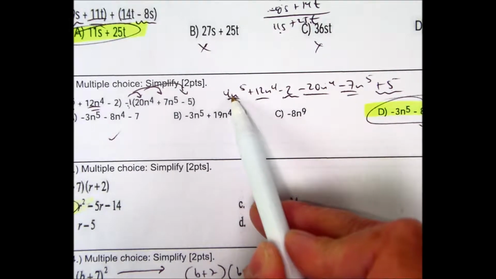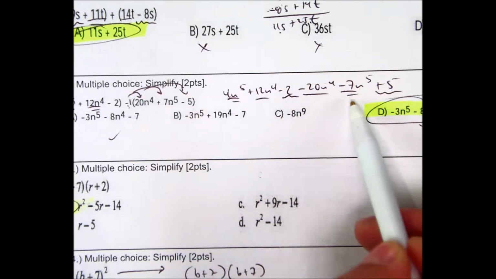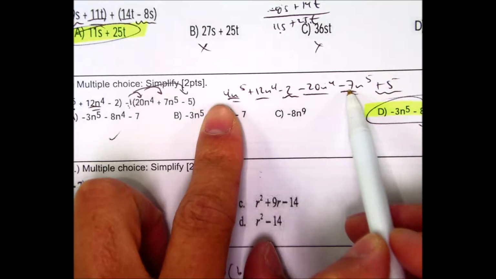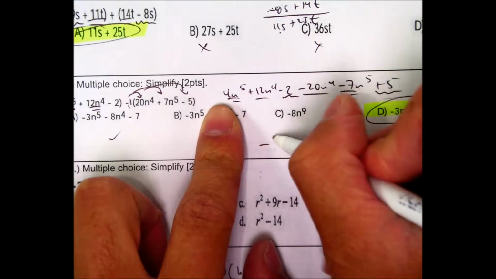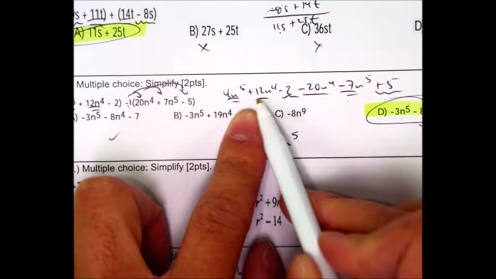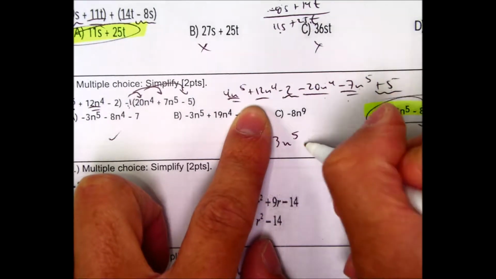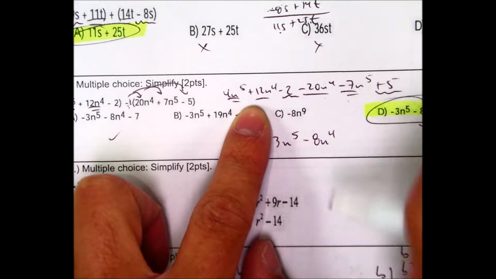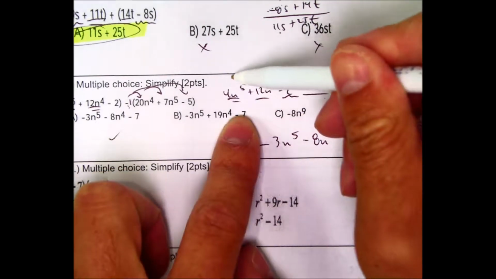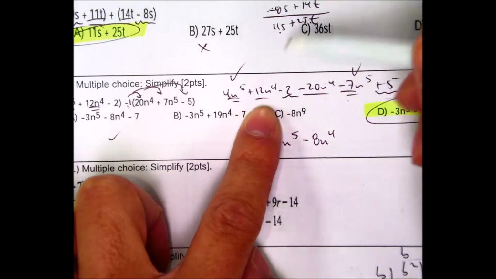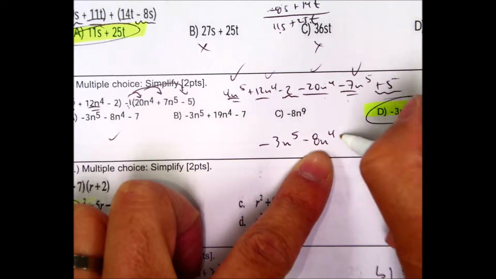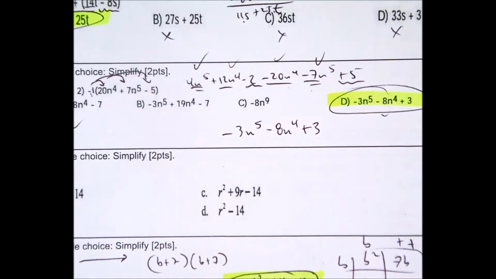Well, I'm looking here for anything to the 5th power. I have 2 underlines there. So 4 and a negative 7 gives me a negative 3n to the 5th. Then I have the powers of 4. So positive 12 and a negative 20 gives me negative 8. And then I'm just looking for the constants. If you get lost, you can always just put check marks above them. The constants, negative 2 and a positive 5 would be a positive 3. That would be choice D.